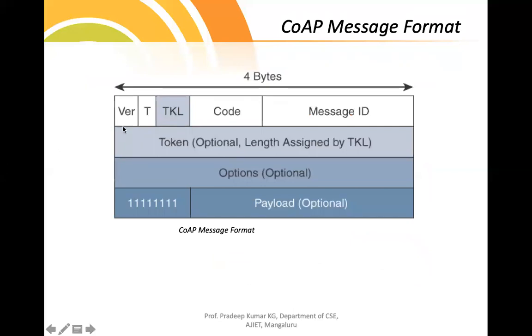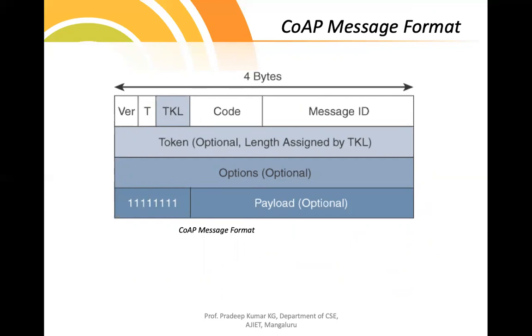With respect to version, it may vary. The version is identified by the facilities used in that particular network. T uses type, whether it is the message type you can specify, whether you want acknowledgement or non-acknowledgement, confirmable or non-confirmable, all those things. And coming to the code part, please follow my cursor. The code part highlights the request methodology.